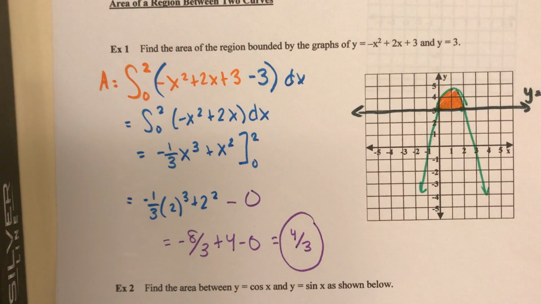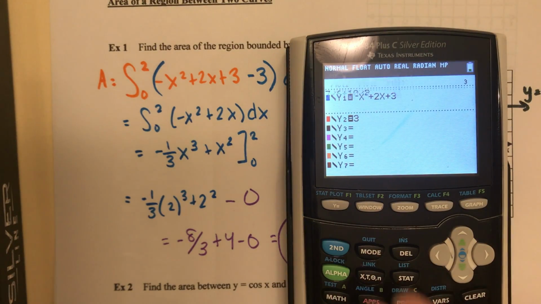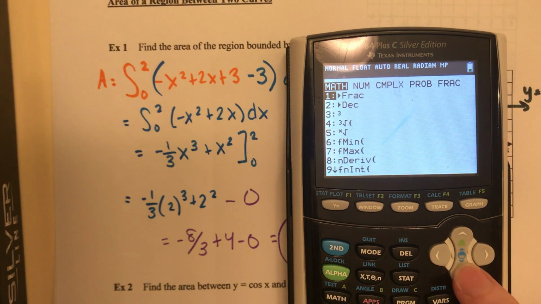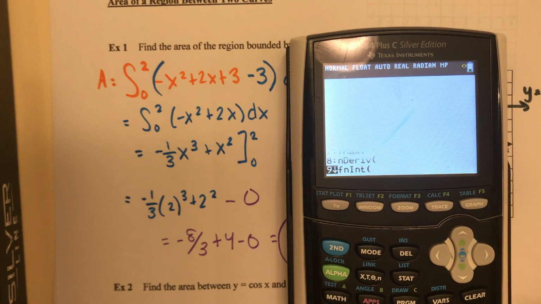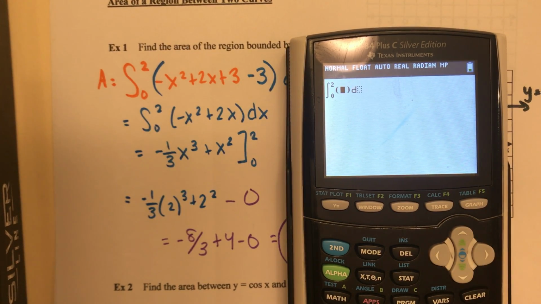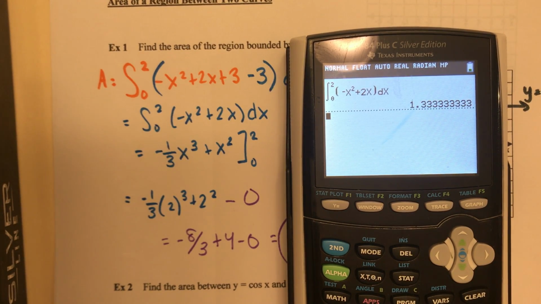And again, if we want to check our work, we're going to go to our main screen and we're going to do math down to number 9. And we're going to type it in exactly how we see it. So that's negative x squared plus 2x dx. And I should get 4/3.